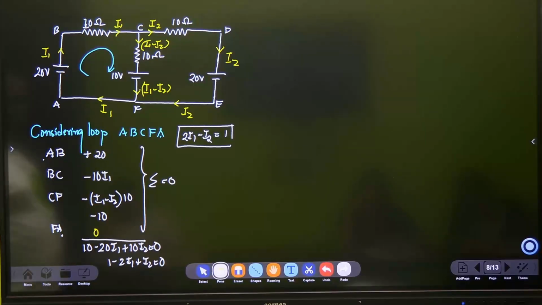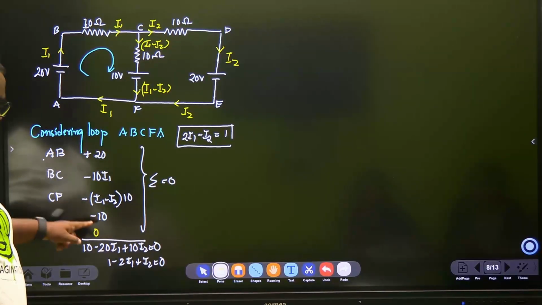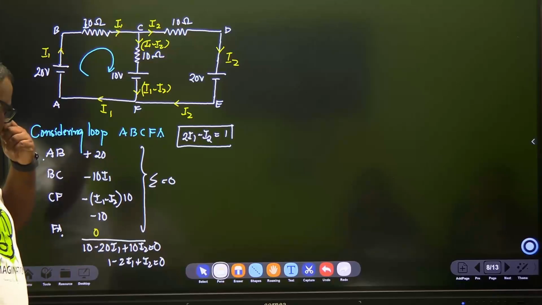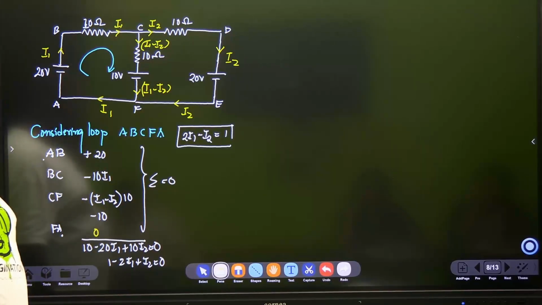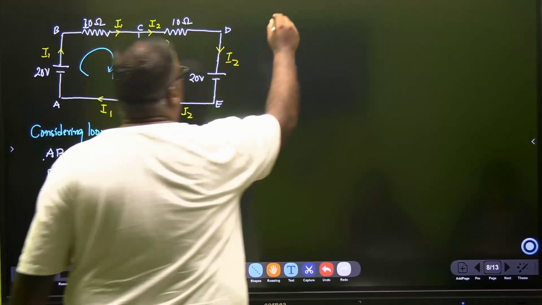Which one? 20 and 10 makes it 10. Okay. Minus 10, minus 10. Okay, I think it's correct. Now we consider the other loop.